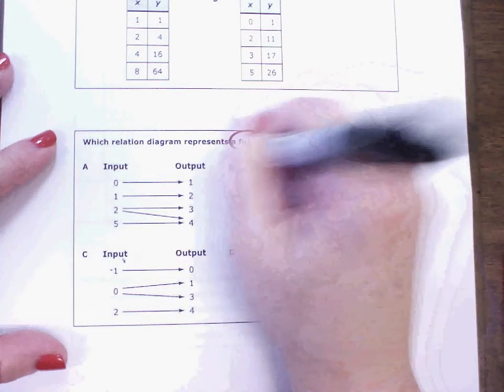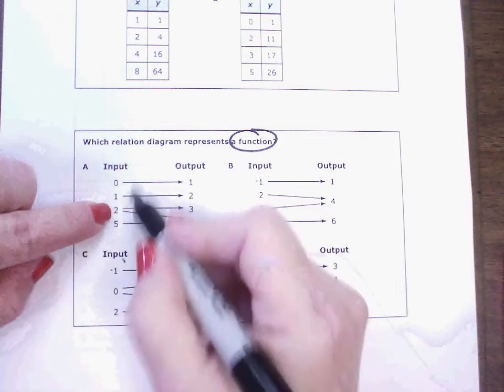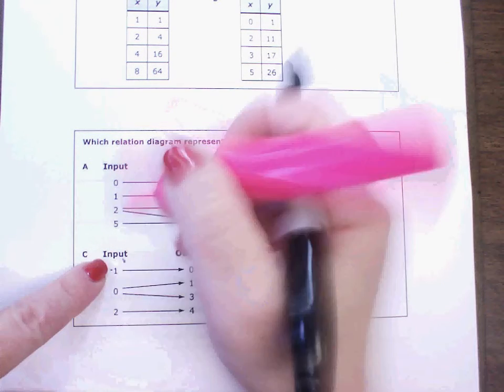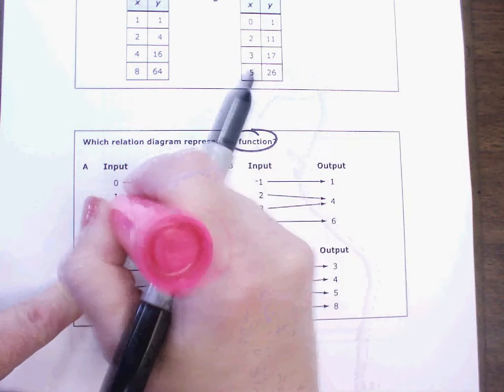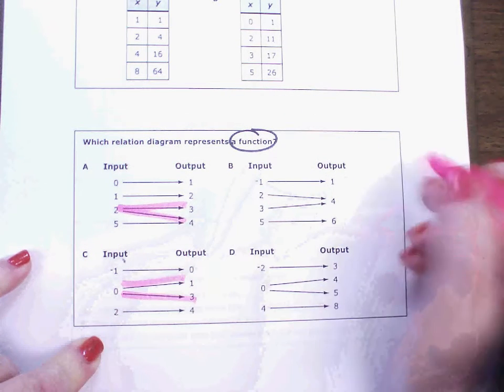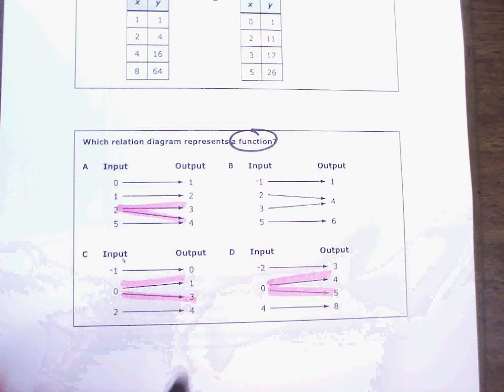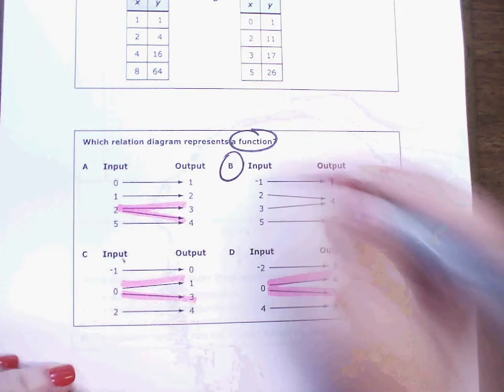Which one represents a function? x's cannot repeat. Look, there's your repeating x right there. There's your repeating x right there. There's your repeating x right there. Correct answer was B.